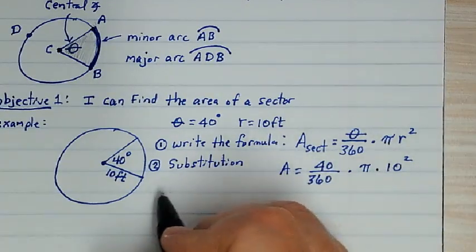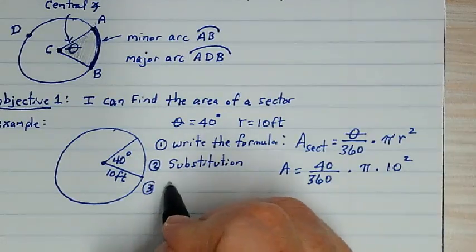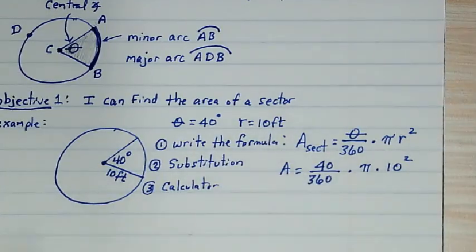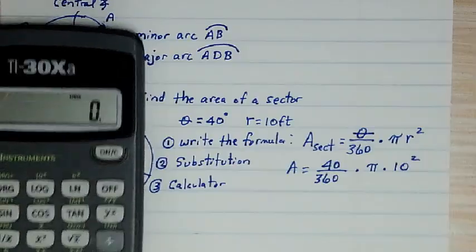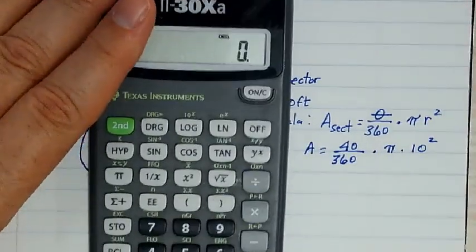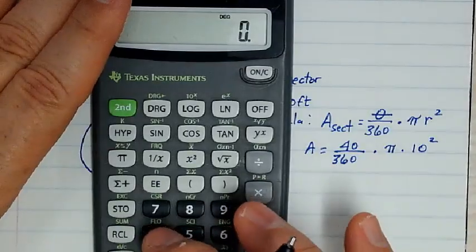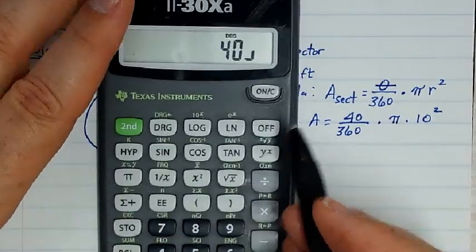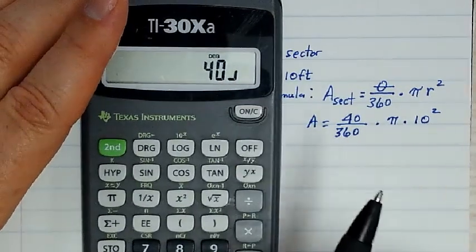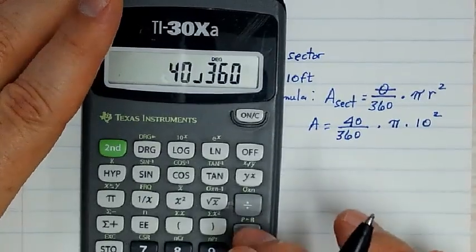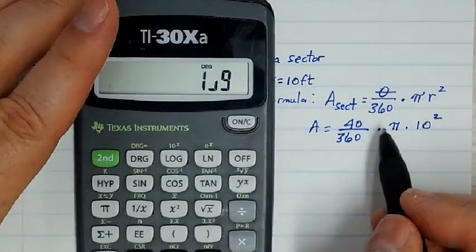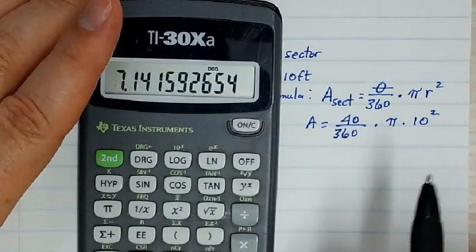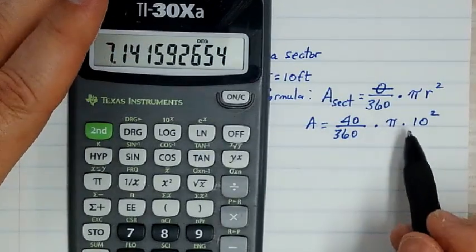Okay, in the last step, calculator work. So you grab your calculator and just put the values in practically verbatim. You're going to put 40. Don't forget that ABC button right there. When you hit the ABC button, it's now asking you for the denominator, so we put 360. And we're going to multiply that. Remember, when we multiply by pi, we're using the pi button only, not the 3.14 unless they ask you. We always use the pi button. Then we multiply by 10 squared.